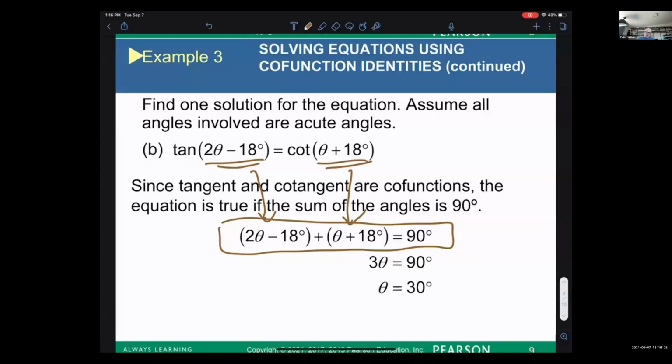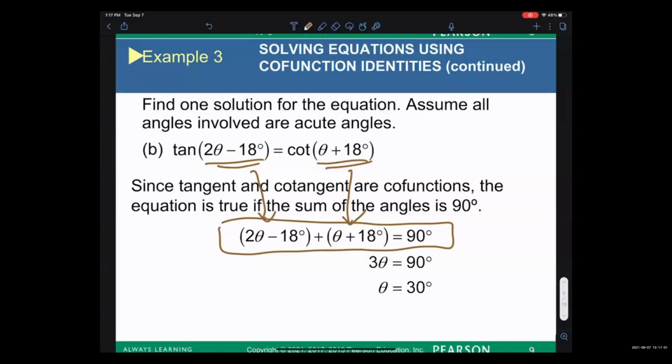So hopefully problems like this, if they pop up on the practice problems and on the homework, once you see that these are co-functions: tan, cotan, sine, cosine, secant, cosecant. The word "co" in front is because of this relationship. Sine, cosine means the co-function to the sine function. Tan, cotan means the cofunction to the tan function. Secant, cosecant means the cofunction to the secant function.